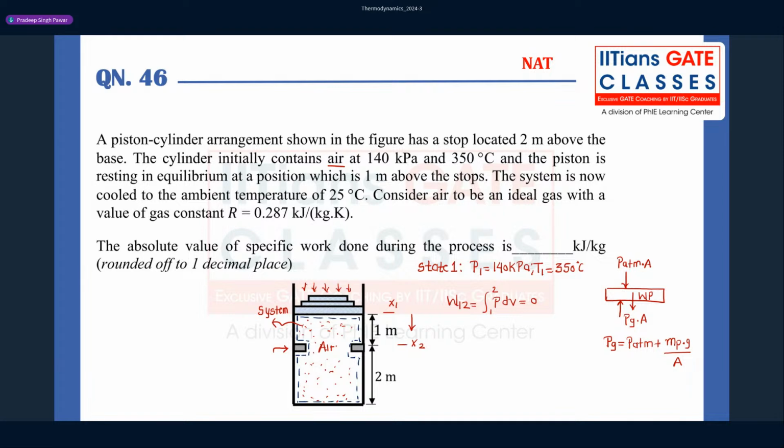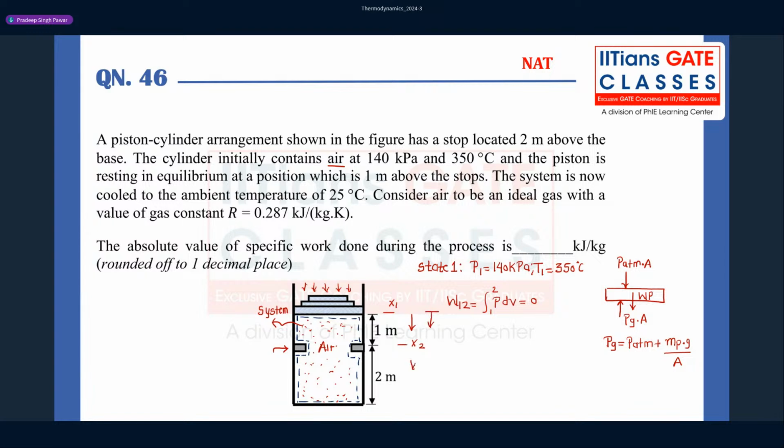So the only work done in this process will be the constant pressure process when the piston moves from position x1 to x2. And that is a constant pressure because, as I told you, on the top of the piston the atmospheric pressure doesn't change and the weight of the piston doesn't change. So the inside pressure of the gas also doesn't change. So it's basically a constant pressure compression process. Why compression? Because the volume of the air is changing when the piston is moving in this direction.